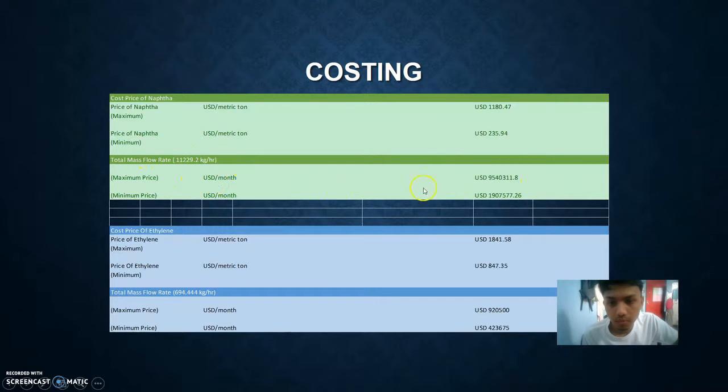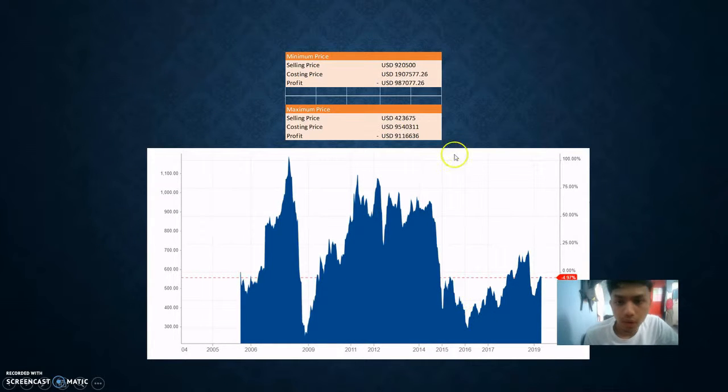for a month value of naphtha used, and this is the minimum price. This is the maximum price of ethylene produced in a month, and this is the minimum price of ethylene produced in a month also. So this is the minimum selling price and the maximum selling price. So the profit at the minimum selling price is very negative. It is a very high loss.